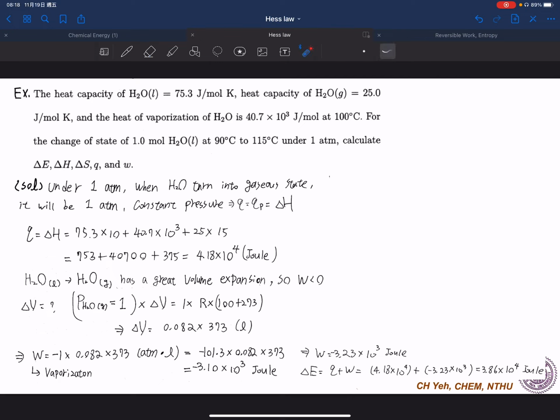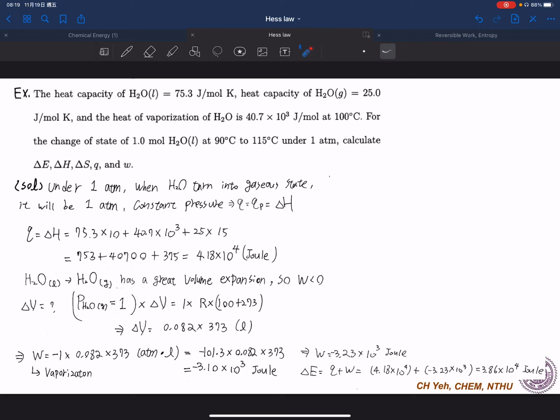The heat of vaporization of H2O is 40.7 multiplied by 10 to the power of 3 joules per mole at 100 degrees Celsius. For the change of 1 mole of H2O from 90 degrees Celsius to 100 degrees Celsius under 1 atm, calculate the energy change, which is internal energy, enthalpy, Q, and W. Let's just focus on this now.